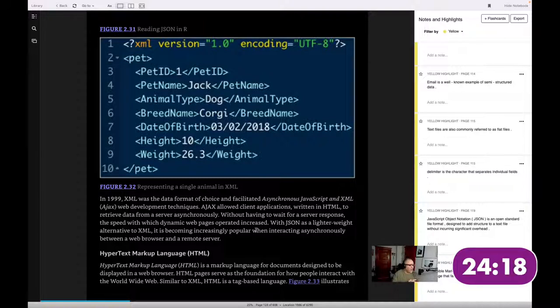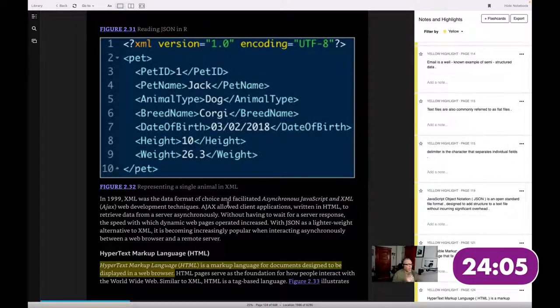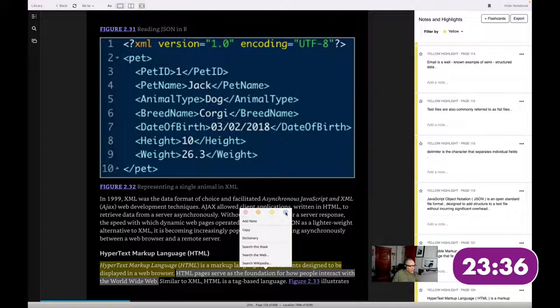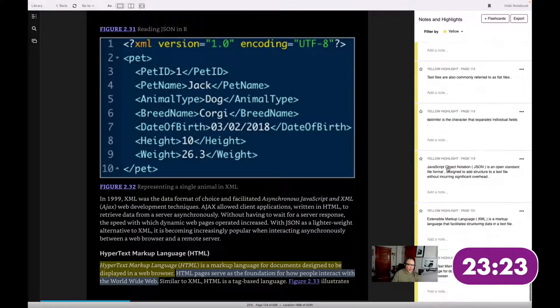And look at that, HTML shows up anyway. As we have done in the past, I could see there being a usage for understanding what hypertext markup language is. And I know we know HTML, but we should also know the names of it. This right here might be something to put in blue, actually. Where he says HTML serves as the foundation for how people interact with the World Wide Web. Maybe for somebody who didn't even know what that even means.